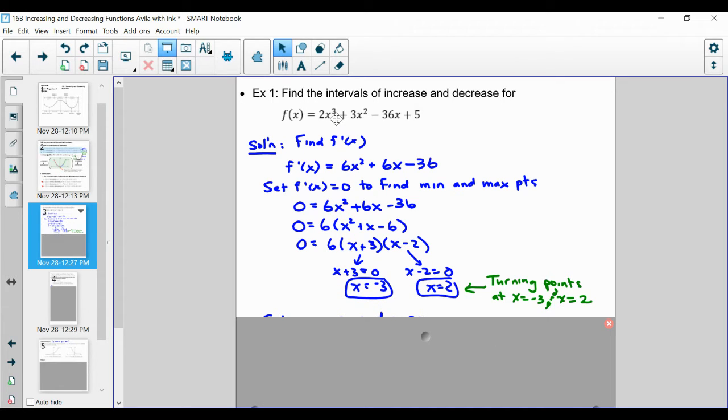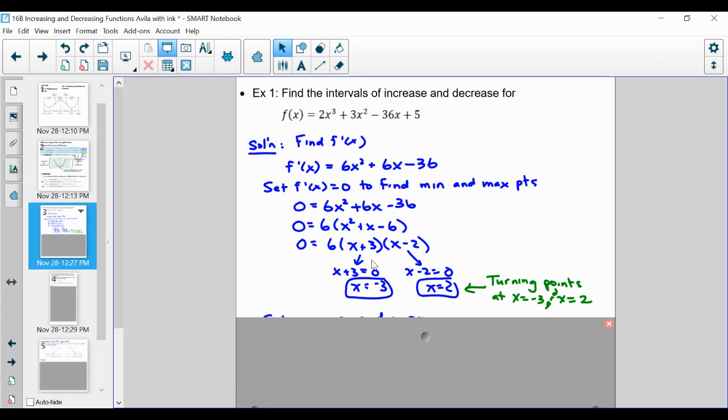Taking the derivative of this function, I get 6x squared plus 6x minus 36. If I set it equal to 0, I'll find the points where the slope of the tangent is 0, and therefore points that are turning points. Your book calls them turning points. They're also local max or min points. At this point they will be.